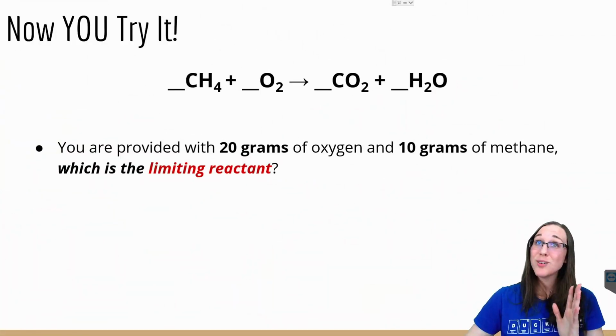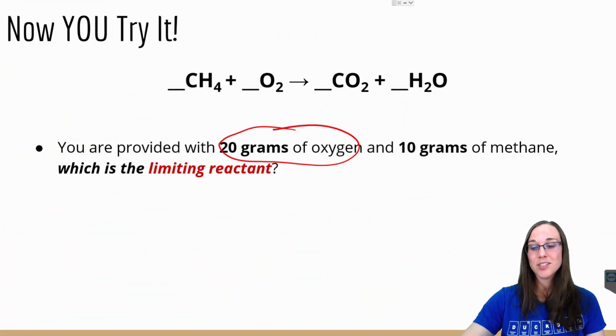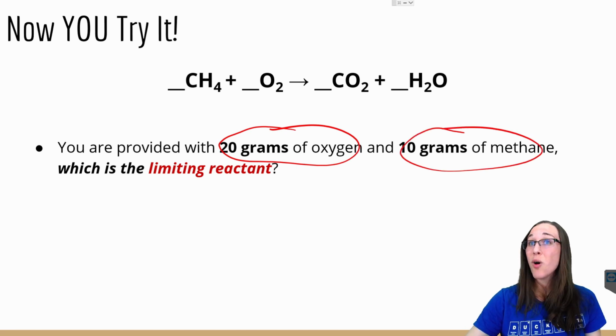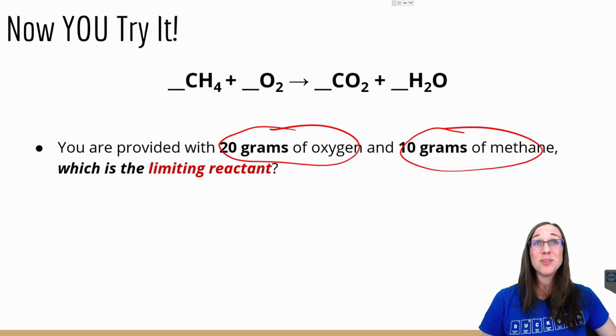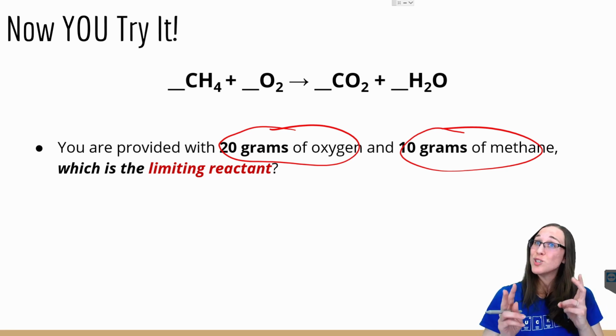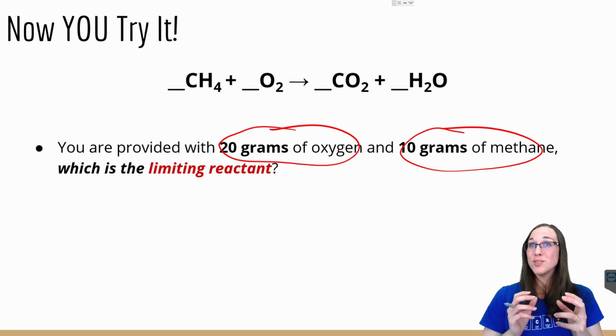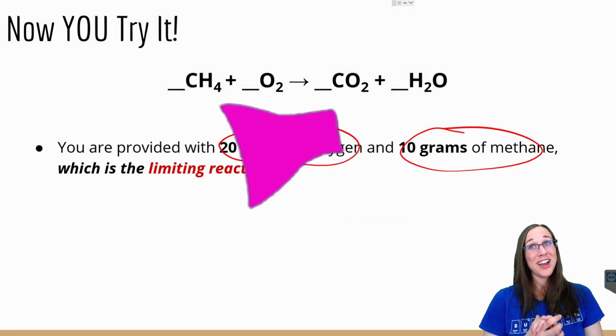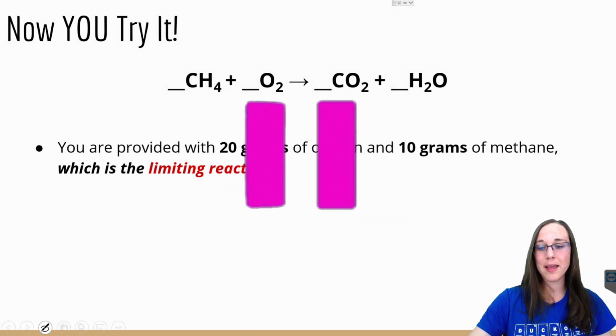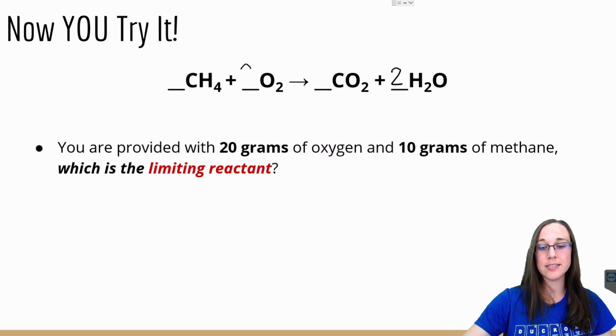So we've already used these values, 20 grams of oxygen and 10 grams of methane, so you already know which one is limiting and which one is in excess. But I'd like you to try it using this option 2 method of comparing moles from what we need versus what we were given. Go ahead and pause the video here to give this option of solving limiting reactants a try. Our balanced chemical equation, just as before, is still the same.